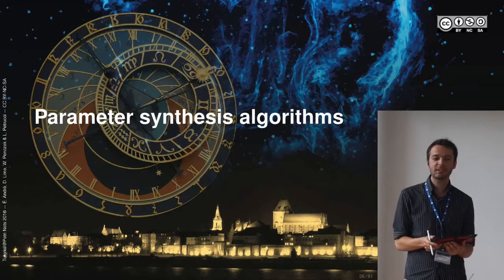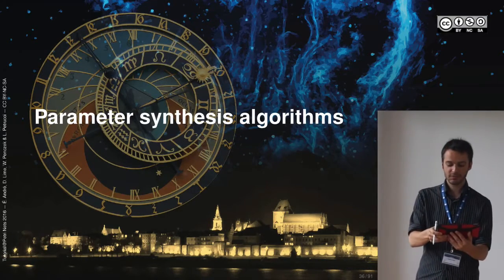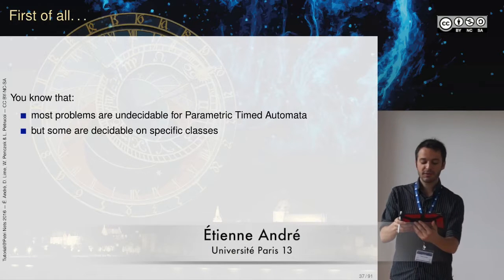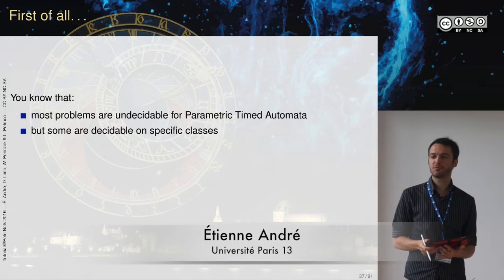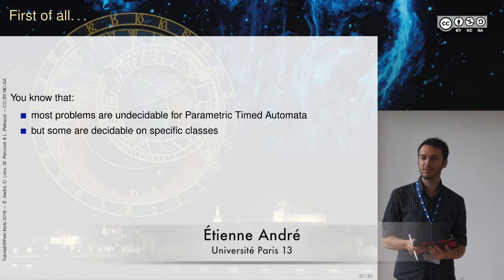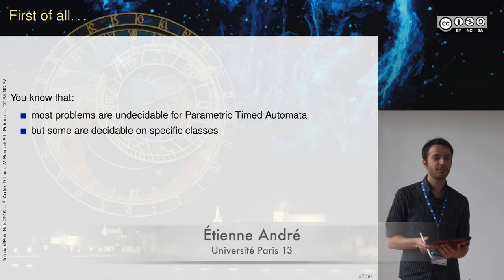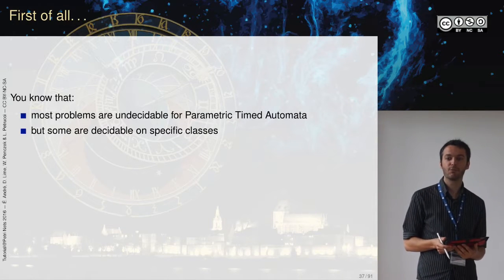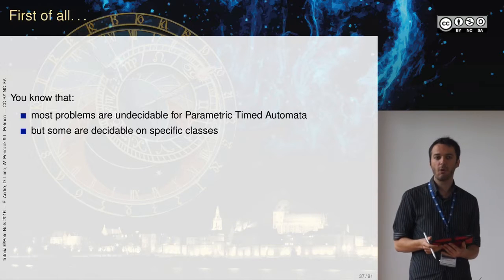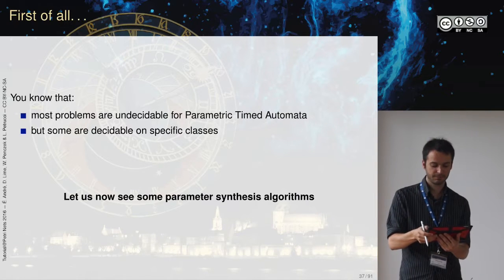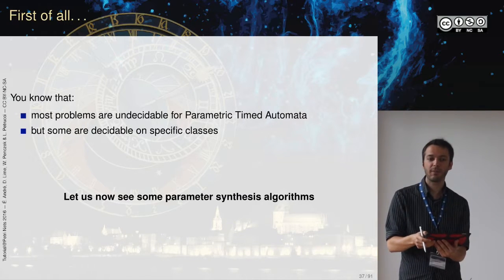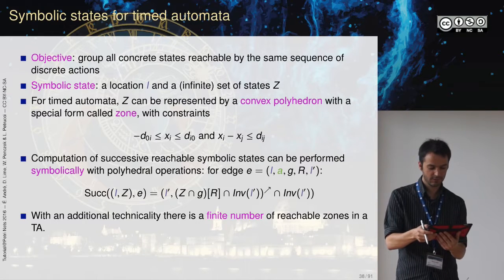So let us now see parameter synthesis algorithms. We saw in the previous session that most interesting problems are undecidable for parametric timed automata, but we can get some decidability by adding some restrictions on the number of clocks or on the use of parameters. We now see some parameter synthesis algorithms.